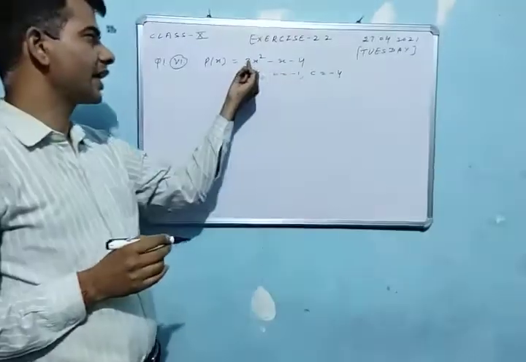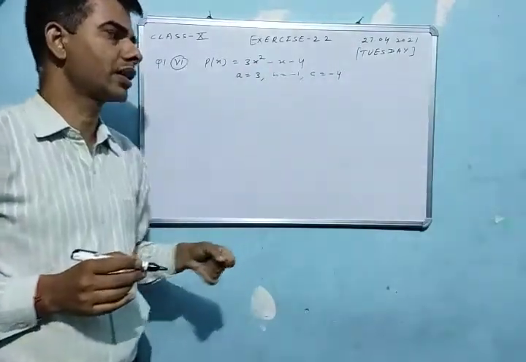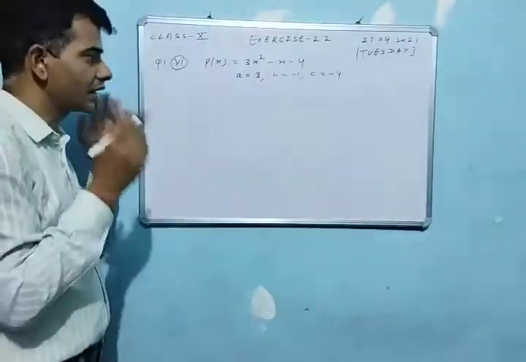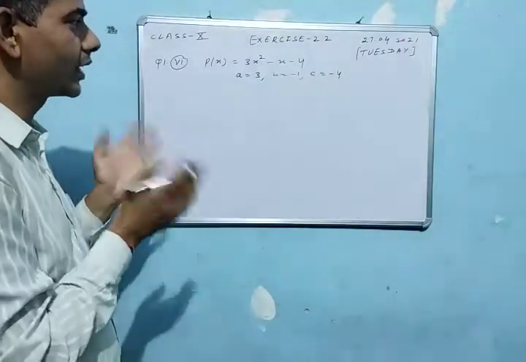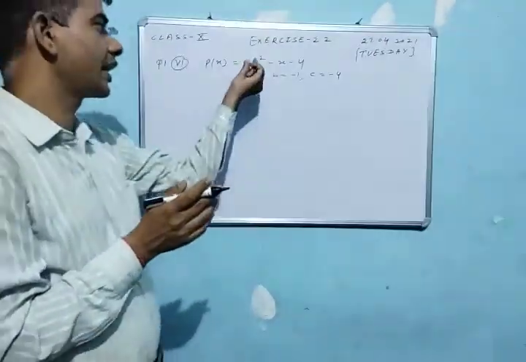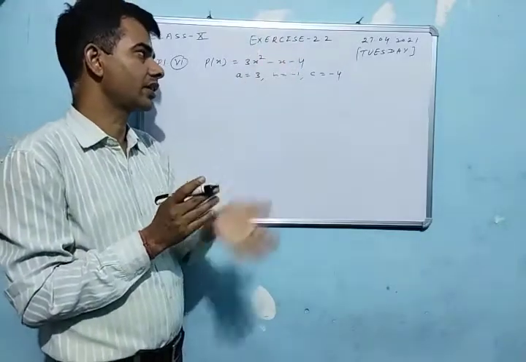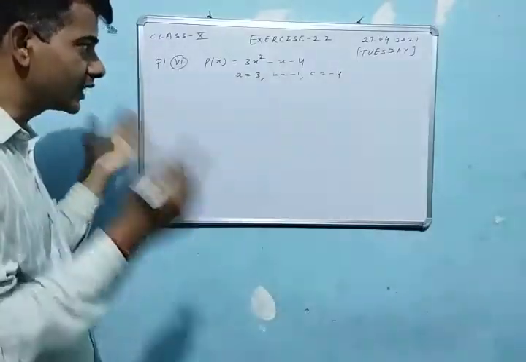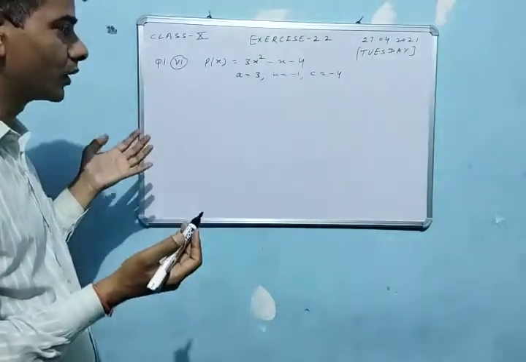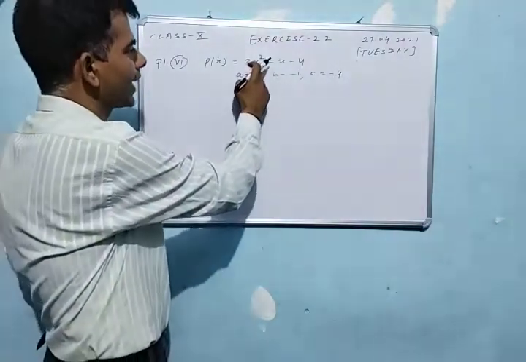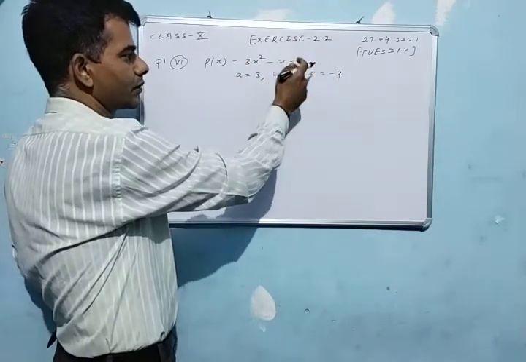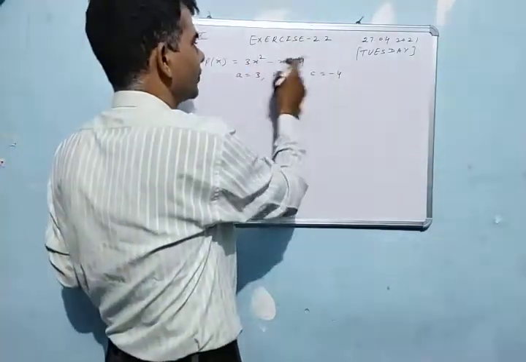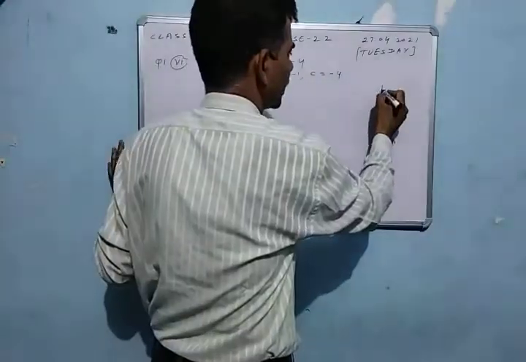Now student, this is x square, x and constant terms. Now we will factorize it by splitting the middle term method, because there are x square, x and constant terms. Now the rule, by splitting the middle term method, what is the rule? Coefficient of x square is 3. We will multiply it in constant terms. Now student, 3 4s are 12.